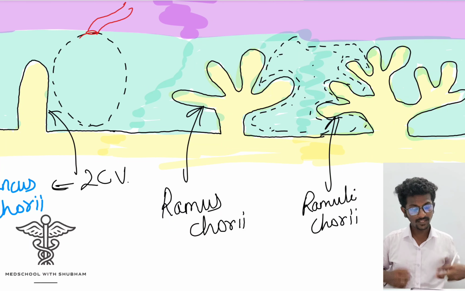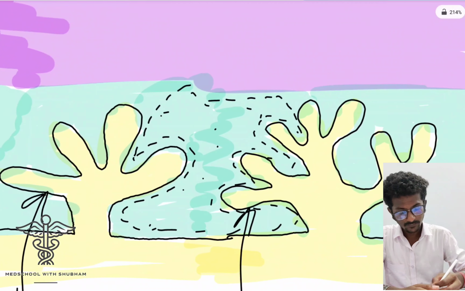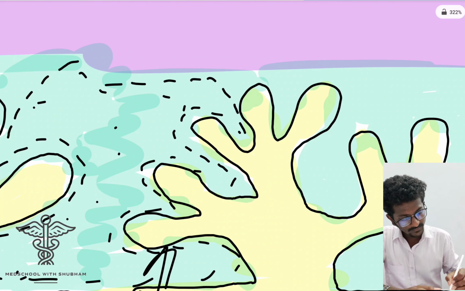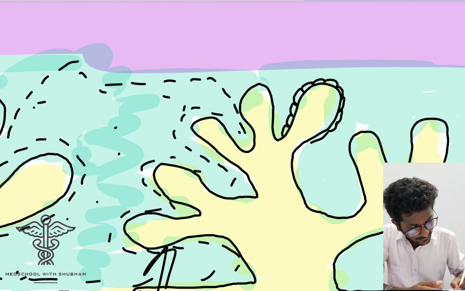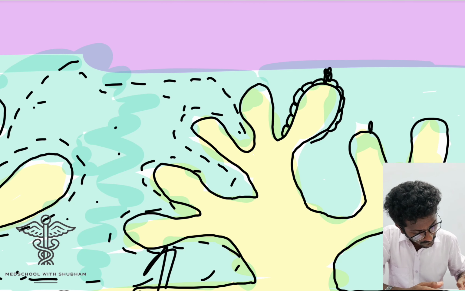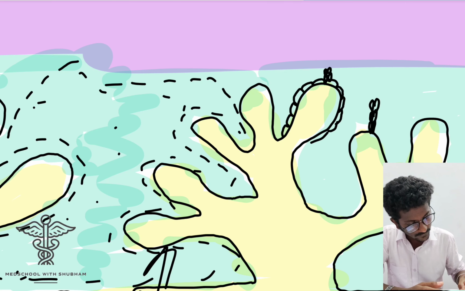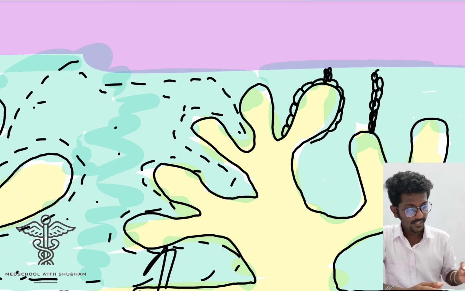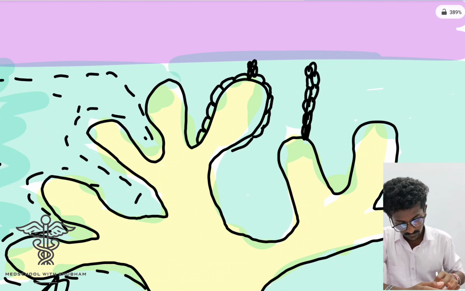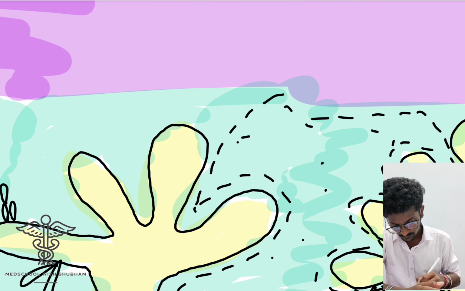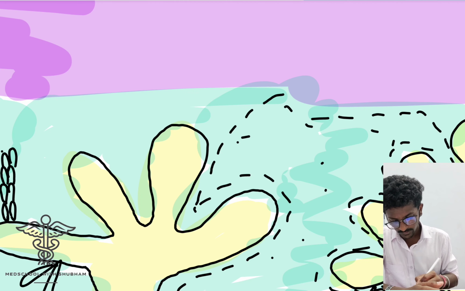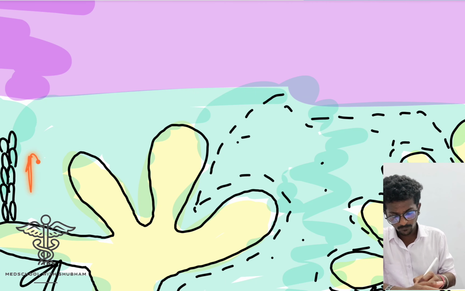Now what will happen further? These are the cytotrophoblastic cells, this black one. I have not drawn the cells, but I have just drawn the line in the form of cells. So what will happen? These cells will now grow upward in this direction, and here also it will grow from here. It will proliferate in the upward direction.